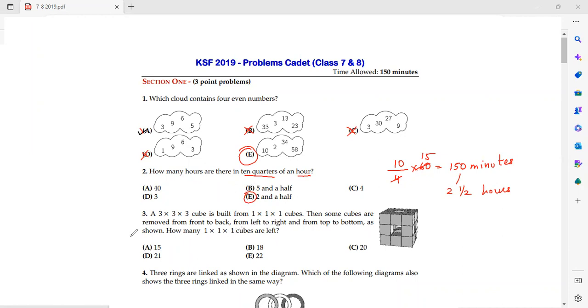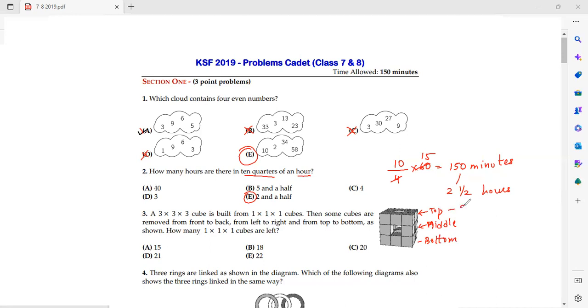Now let's go to question number 3. A 3 by 3 by 3 cube is built from 1 by 1 by 1 cubes. Then some cubes are removed from front to back, from left to right, and from top to bottom as shown. How many 1 by 1 by 1 cubes are left? Whenever we are doing these kinds of questions, we just need to take them layer by layer. So assuming this is the top layer, then you have the middle layer, and then we have the bottom layer.